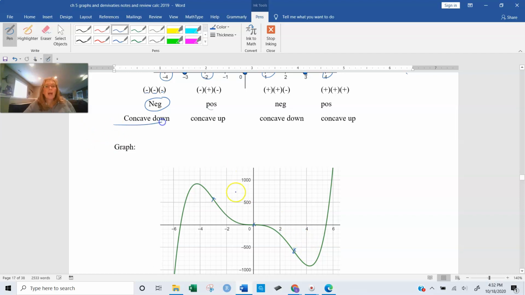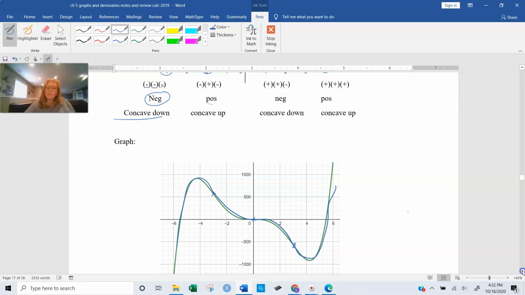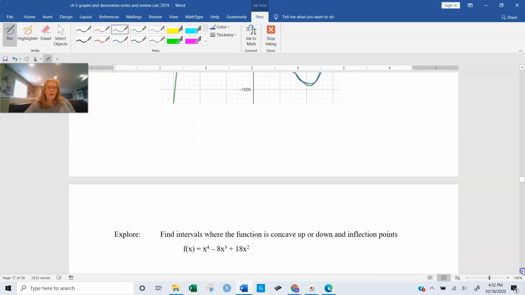It's concave down before this, so this section of the graph has to open down. At the inflection point, it turns to concave up until I hit 0. At 0, it turns to concave down. And then at 3 again, it turns to concave up. And that is all we're looking for. We're not even looking for x-intercepts yet.